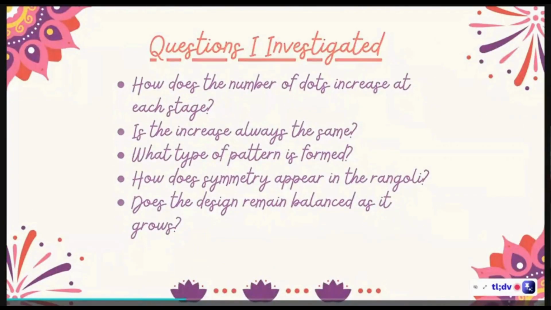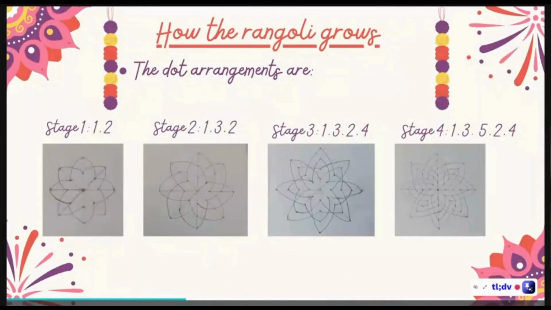As you can see in the pictures, stage 1 has the pattern of 1 and 2. And stage 2 has the pattern of 1, 3, 2. It's the pattern of how we draw the Rangoli and not the dots. And then stage 3 is a pattern of 1, 3, 2, 4. And stage 4 is a pattern of 1, 3, 5, 2, 4, which is the actual Hrudaya Kamalam Rangoli. One thing about these patterns is the odd numbers come first and then the even numbers. So the odd numbers increase first and then the even numbers increase.